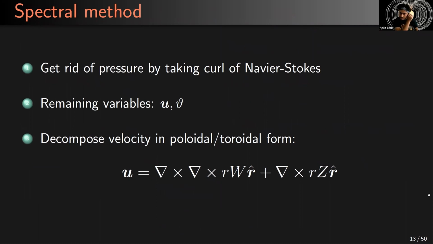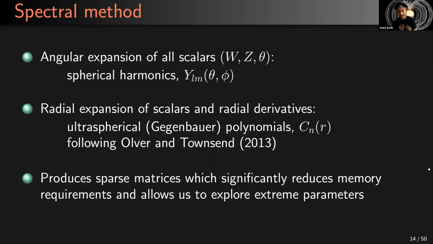Now we use a spectral method, so it's fully spectral. So the first idea is you get rid of pressure by taking the curl of Navier-Stokes, and you have two remaining variables, and once you decompose velocity in poloidal-toroidal form, four remaining variables because you have three components, and then that reduces to three variables. W, Z, which are the poloidal and toroidal potentials, and the temperature. Apologies for the same theta. This is why you should not change notations in the middle of preparing the talk.